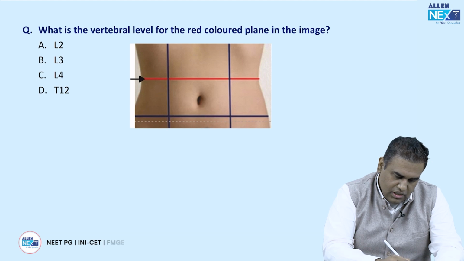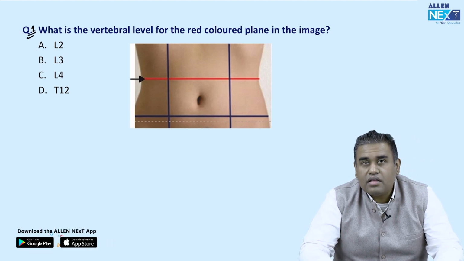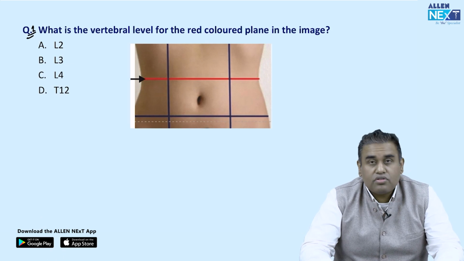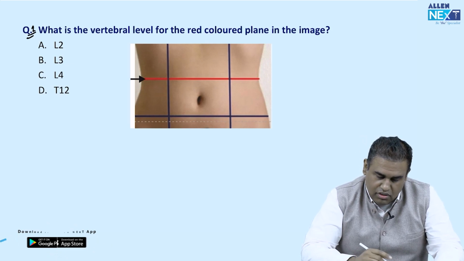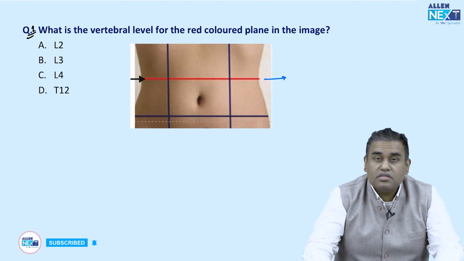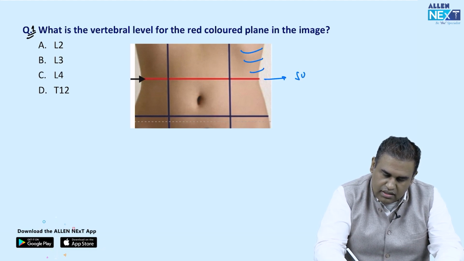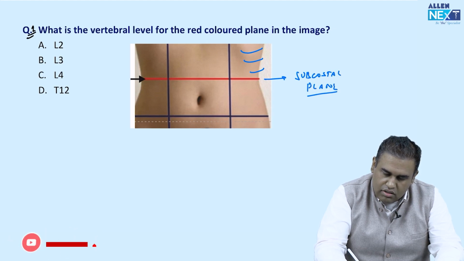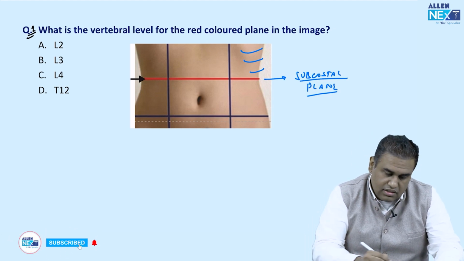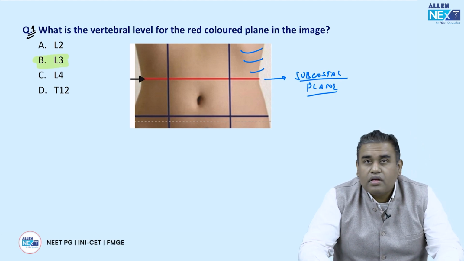So here was the first question, and the question was, what is the vertebral level for the red colored plane in the image? You can see this image is from the abdomen, and if you look carefully, this red colored transverse plane is passing at the lower margin of the costal ribs over here, right? So this is known as the subcostal plane, and as we discussed earlier, the subcostal plane lies around the L3 vertebrae. So the answer would be L3.